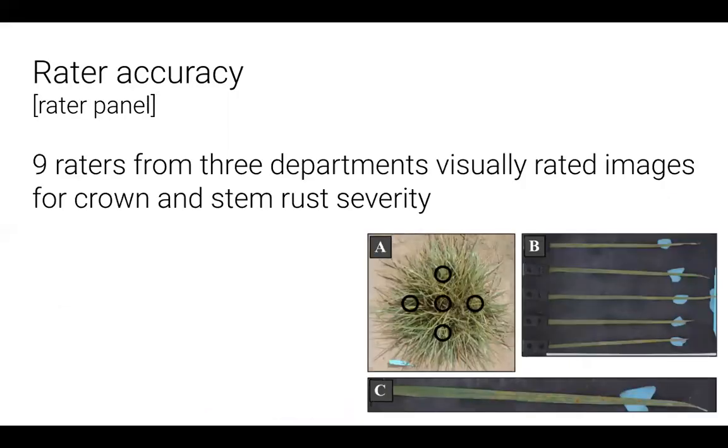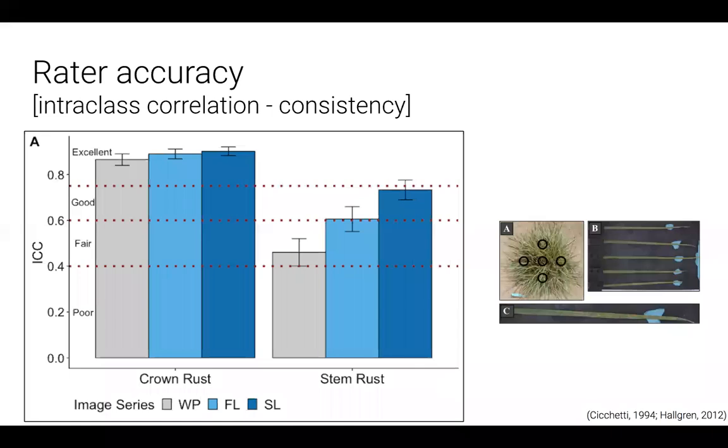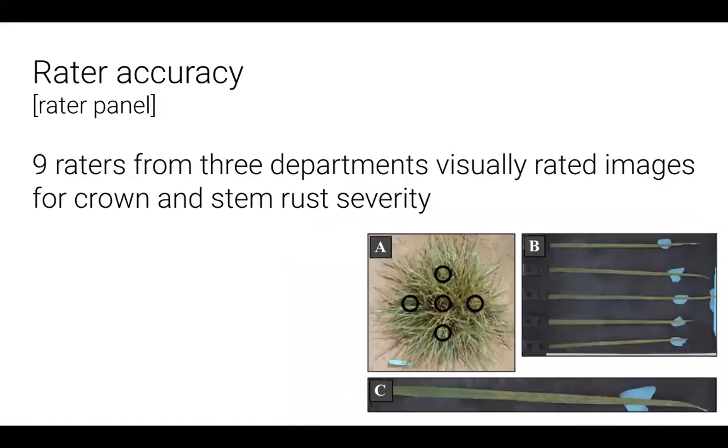To test the ability of raters, I chose 9 raters from 3 different departments to rate each of these series. So we had raters who were experts on rust, to folks who had hardly ever rated rust before, but who have a lot of experience rating other diseases or using other visual scales. They're all scientists. And then I trained them on a set of calibration images, and then they each independently rated each of these 3 series for crown and stem rust.